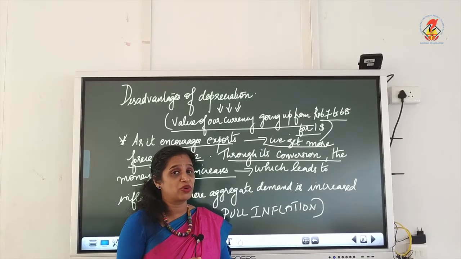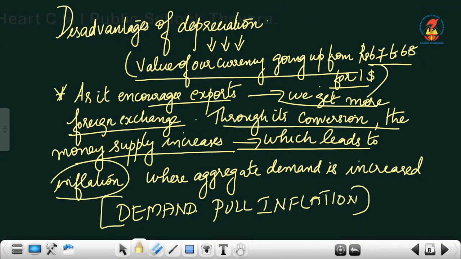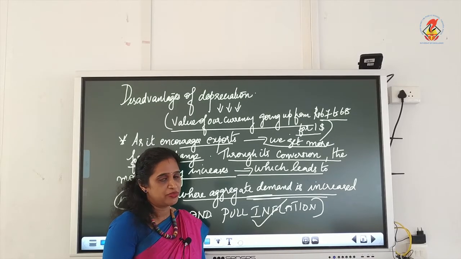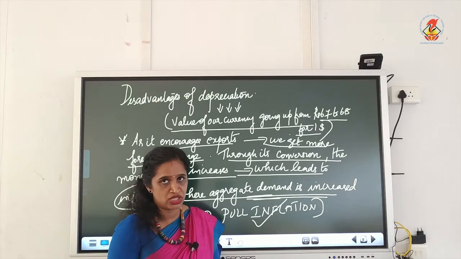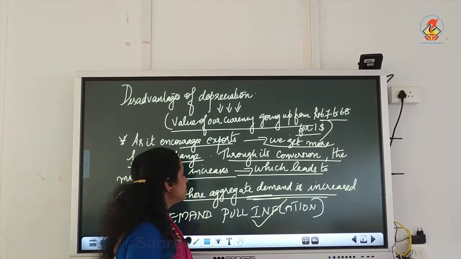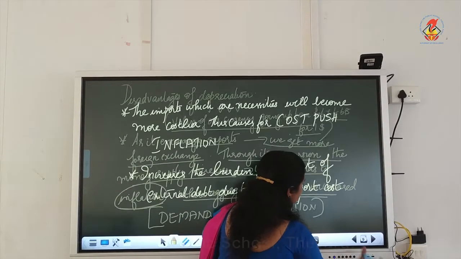When money supply increases, what is the major problem that we face in our country? Inflation. That means aggregate demand is increased. This kind of inflation where aggregate demand is increased is known as demand pull inflation. What is the term called? Demand pull inflation. So increase in the export is a very good thing, but to some extent it can cause an increase in the money supply as there is more flow of foreign exchange. Therefore, aggregate demand will increase, inflation increases, there is demand pull inflation.